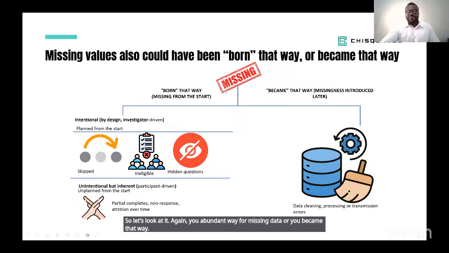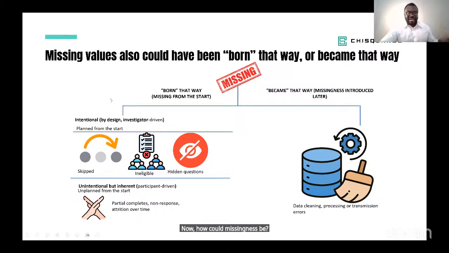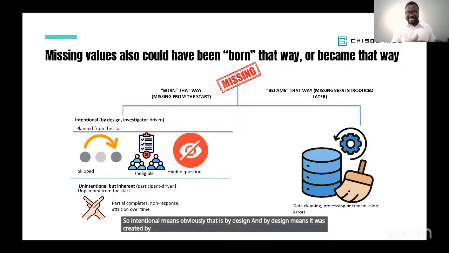Now, how could missingness be born that way? Well, there are two dimensions here. It was either intentional or unintentional. Intentional means obviously that it's by design, and by design means it was created by the designer. The designer of a study is the investigator. So missingness could be planned from the very start.